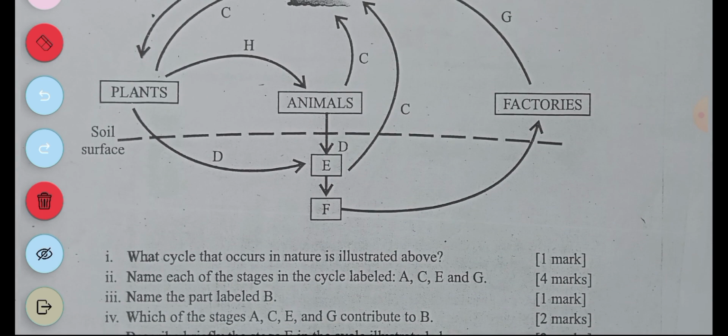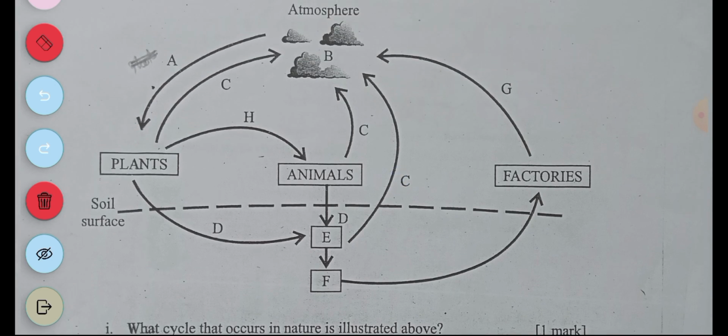So the next one says, name each of the stages in the cycle A, C, E, and G. Now we're just told to label A, C, E, and G, even though there's B and the rest. So A is photosynthesis. C is respiration. E is fossilization. And then G is combustion or burning.